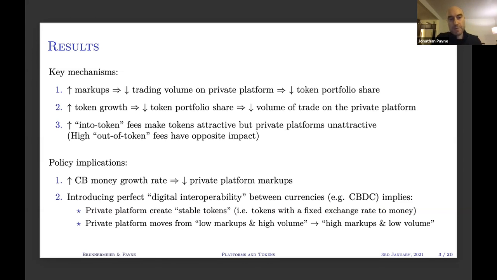And secondly, we can think about a sort of perfect digital interoperability between currencies. So we could think of this as introducing a CBDC that is legal tender. And what this ends up implying is that the private platforms would choose to create stablecoins, so the tokens that have a fixed exchange rate to money. And in terms of their revenue generation model, these private platforms would move from having a sort of low markup, high volume strategy to having a high markup, low volume strategy. So it really changes the way the private platform wants to organize getting revenue.